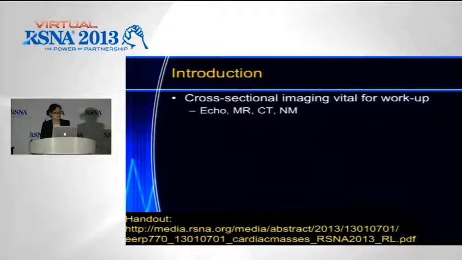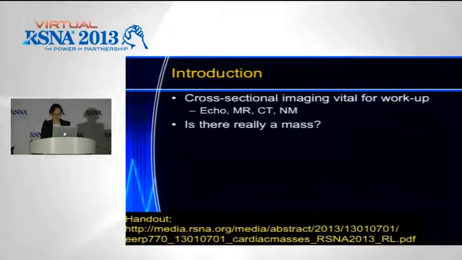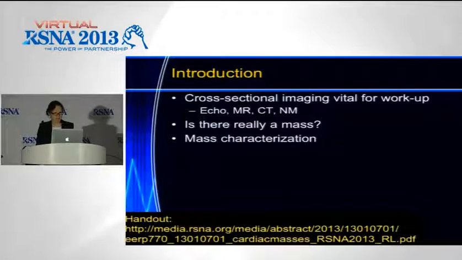Cross-sectional imaging is really important for the workup of the cardiac mass. Clearly it's not an easy place to get to with a biopsy needle. Most masses are found at echocardiography, either found or suspected, and we can perform MR, CT, and in certain circumstances also nuclear medicine testing for further evaluation. So our first question to answer is whether there truly is a mass. Once we're sure there is a mass, we want to characterise that mass further.